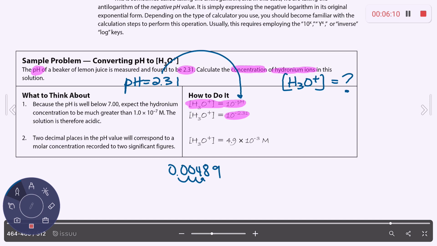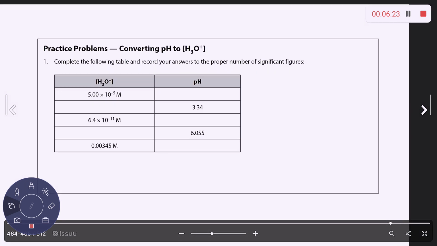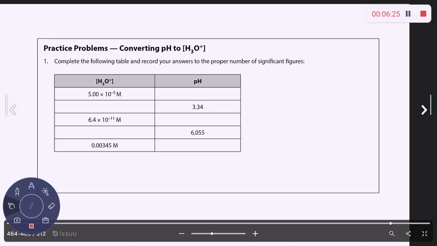Okay? Are we okay with this? Can I go on? Okay. Let's come over here. Why don't you fill in this table with the person sitting next to you for practice, and let's see what you guys come up with.